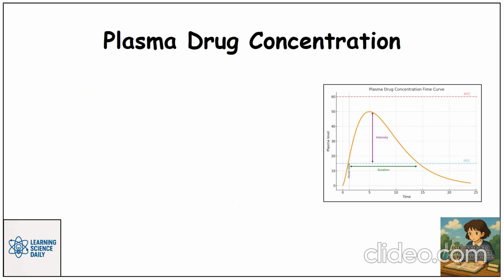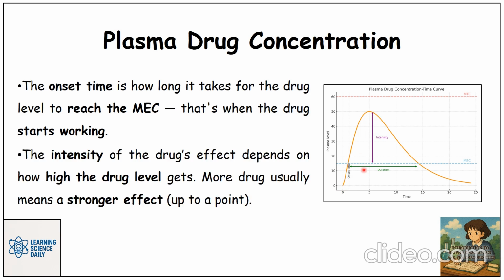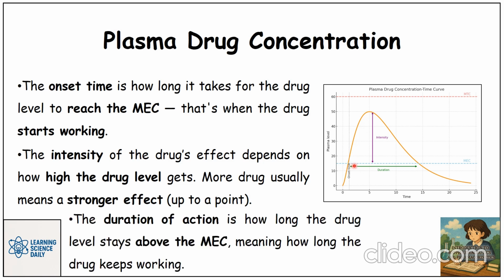We assume that the amount of drug in the blood matches the amount in the body tissues, where the drug actually works. The onset time is how long it takes for the drug level to reach the MEC, that's when the drug starts working. The intensity of the drug's effect depends on how high the drug level gets. More drug usually means a stronger effect. The duration of action is how long the drug level stays above the MEC, meaning how long the drug keeps working.